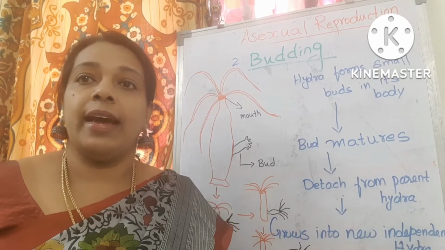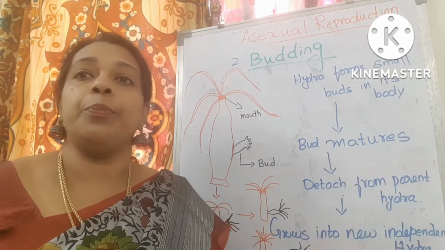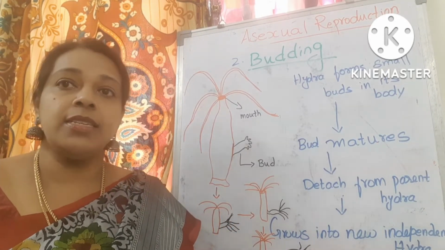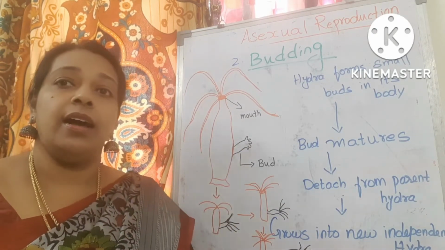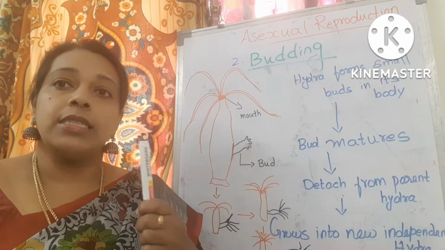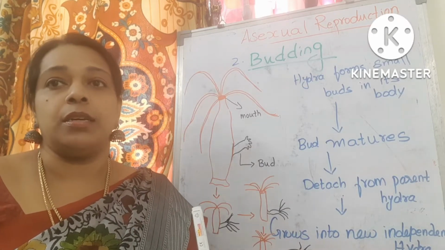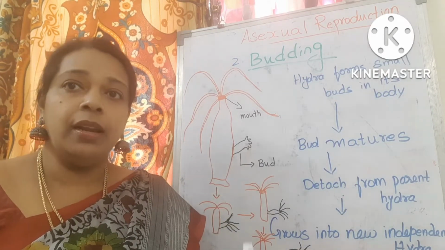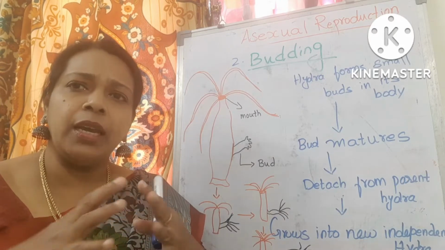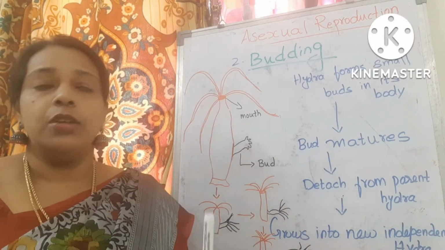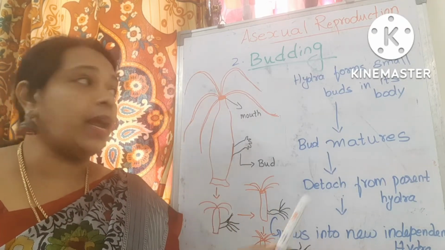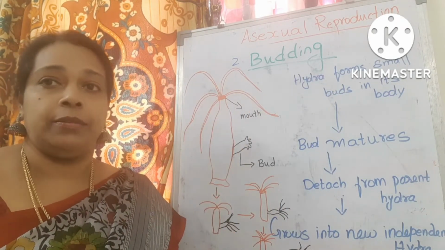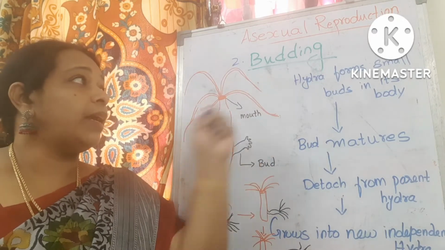And the next organism which undergoes reproduction by budding is Hydra. We all know what Hydra is. Hydra is a simple freshwater organism. Okay, it is an animal which has a very primitive body structure. So this Hydra also undergoes reproduction by the mode called budding, an asexual mode.